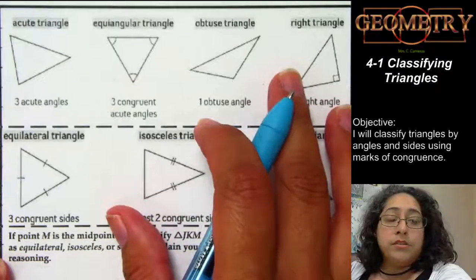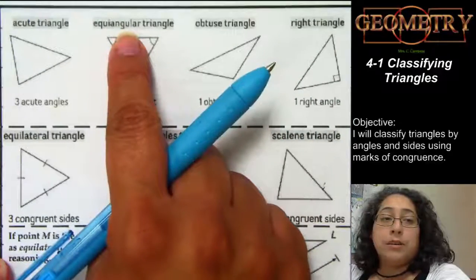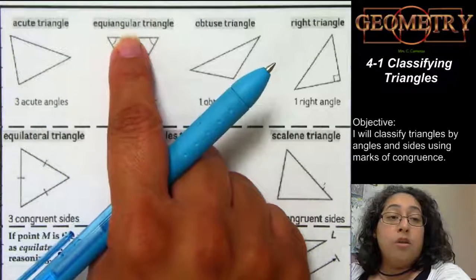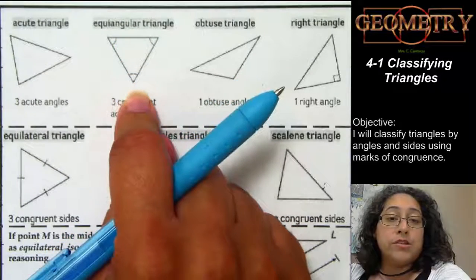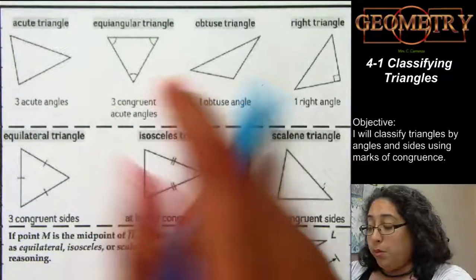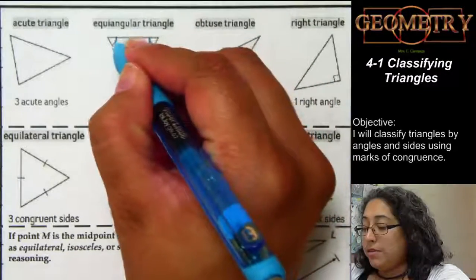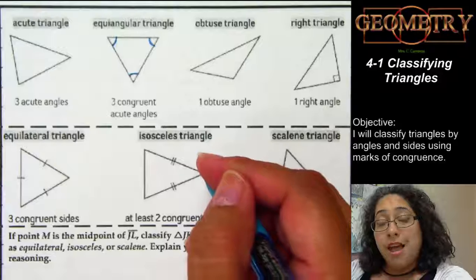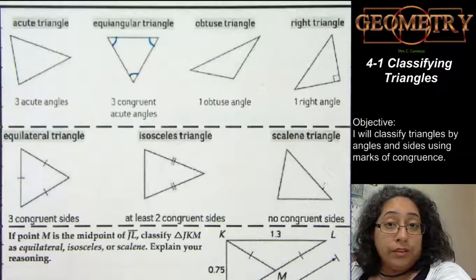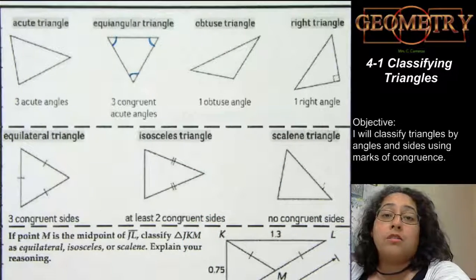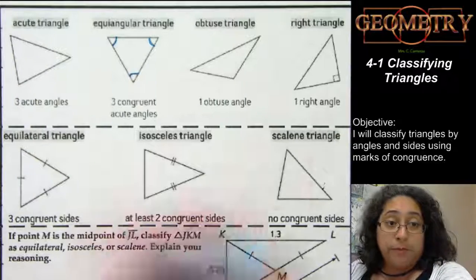Equiangular triangles, the word equiangular means equal. So all of the measures of all of the angles are equal to each other. We're going to use these little arc figures inside the angles to show congruence. Every angle in your figure that has the same number of arcs are all congruent to each other.